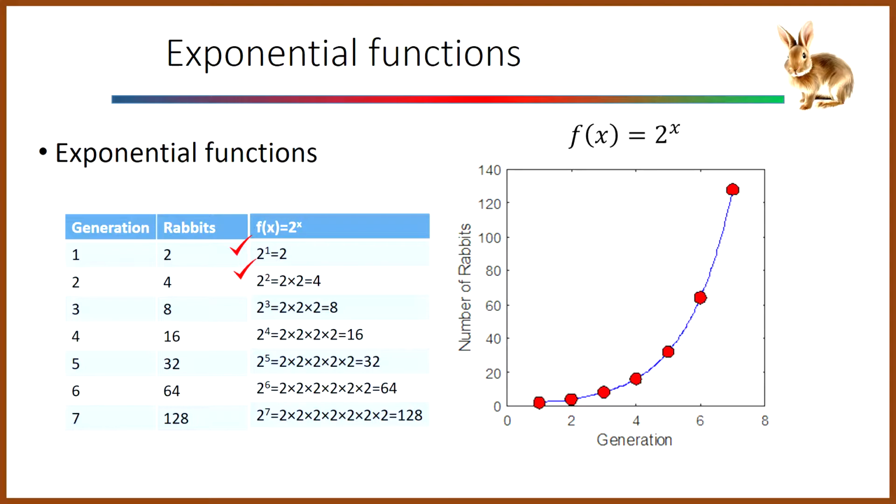2 raised to the third power means 3 2's multiplied together, so that equals 8. 2 to the fourth power equals 2 times 2 times 2 times 2, so that equals 16. 2 to the fifth power is 5 2's multiplied together, so that's 32. 2 to the sixth power is 6 2's and hence 64. 2 to the seventh power is 7 2's and hence 128. Exponential functions are very useful for quantifying the growth of populations, but also for many other things, like computing compound interest.